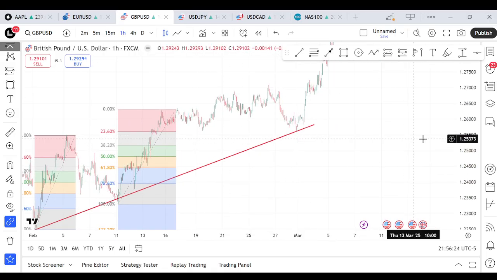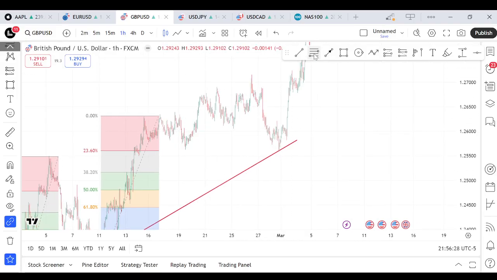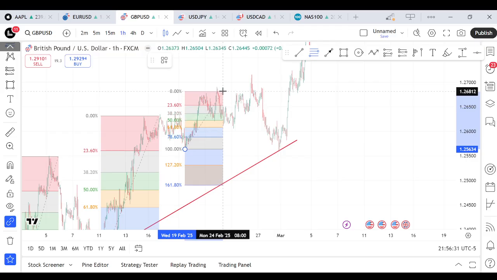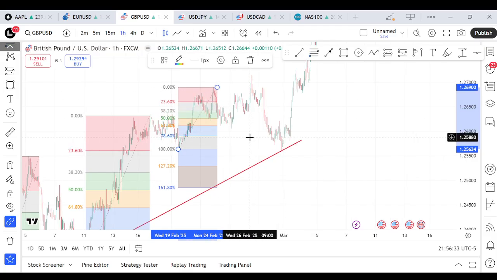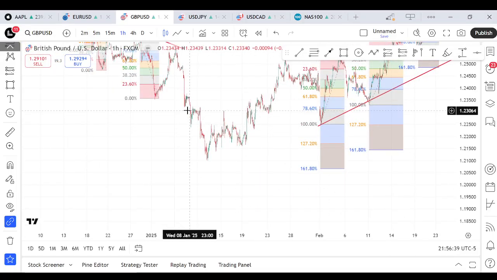We also have from this swing low here to this swing high here. Okay, before we had this deep pullback, this deep retracement. So that is it. Let's go back.